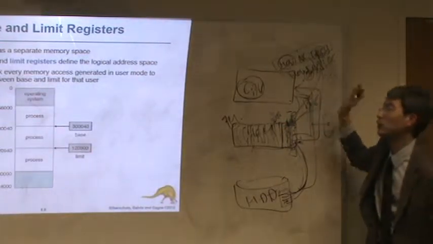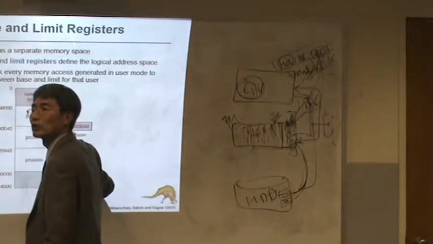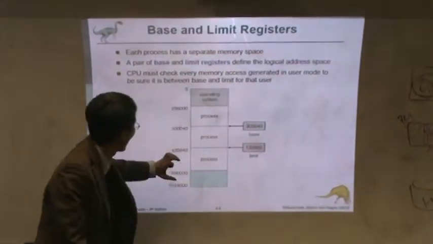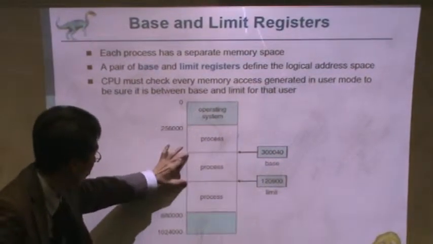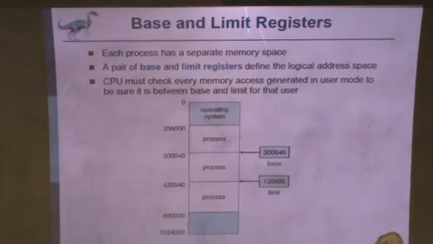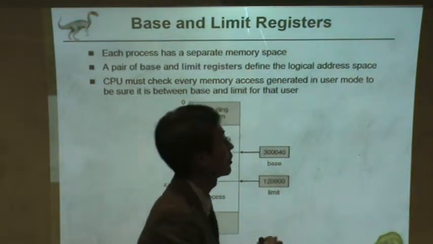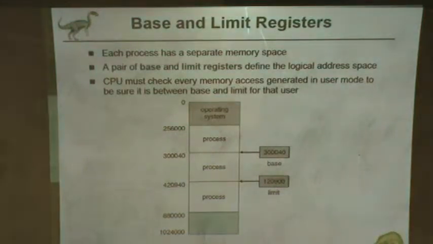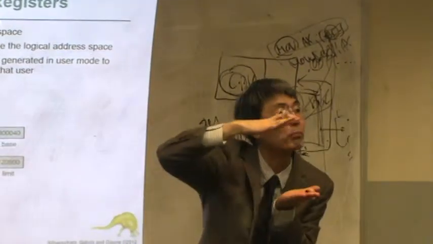Logically, that doesn't make sense. So we need to protect each process first. For example, one process runs from 256K through 300K, and the next one is here, the next one here. How can we do that? We are going to use two registers that set up the base address. The base register holds the starting address of the process, and the limit is the size of the process.